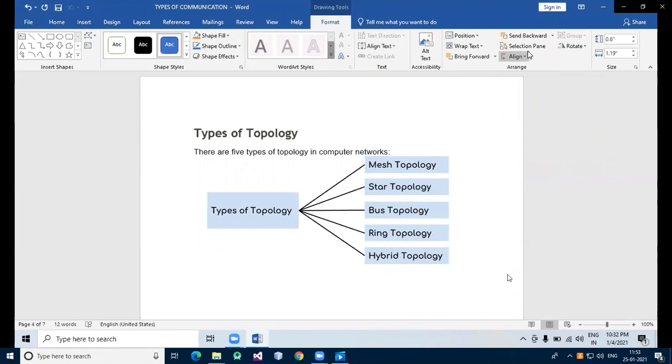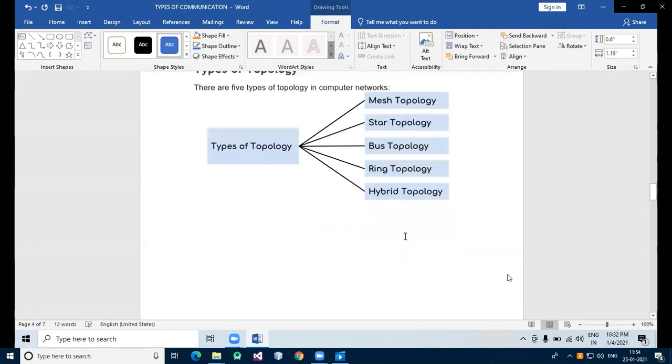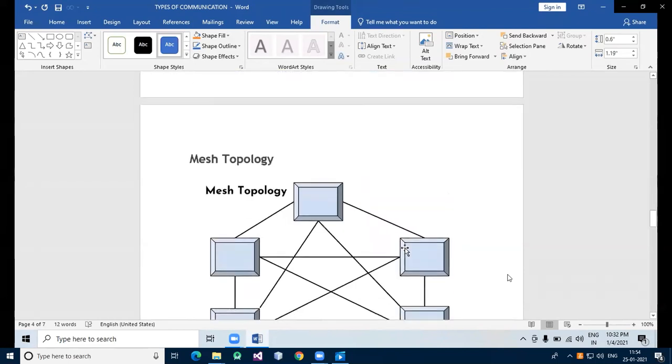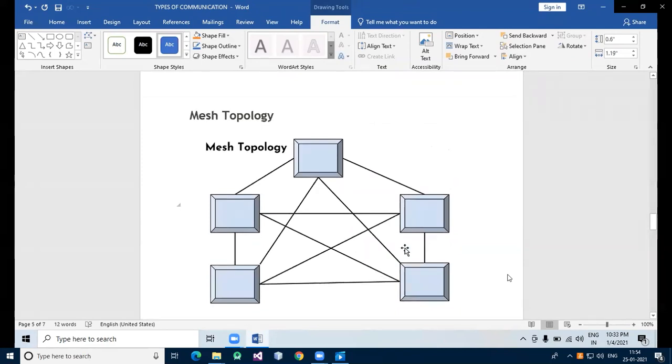So topology is a geometrical representation of how the computers are connected to each other. There are five types of topologies: mesh topology, star topology, bus topology, ring topology, and hybrid. No need to explain this. In the exam, these four topologies will be asked to explain, so you can explain these four topologies too. Then mesh topology. Now what is in mesh topology?